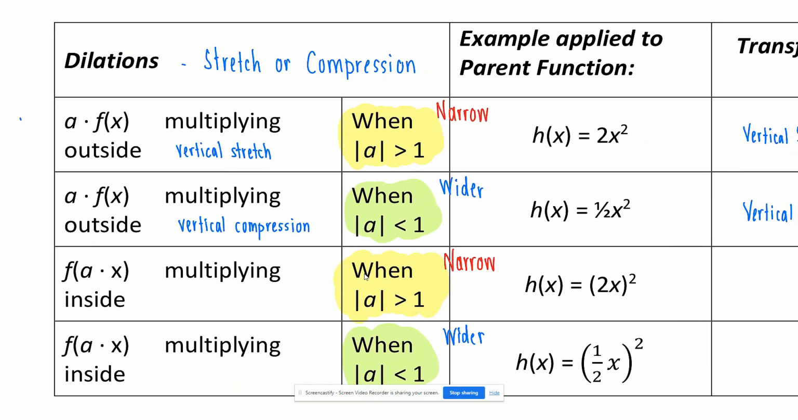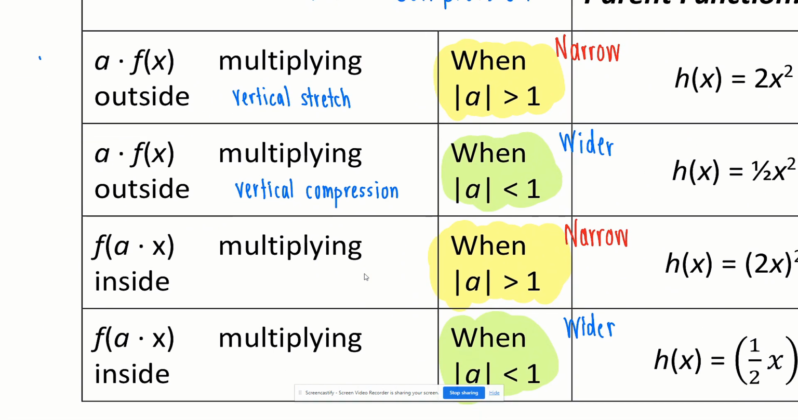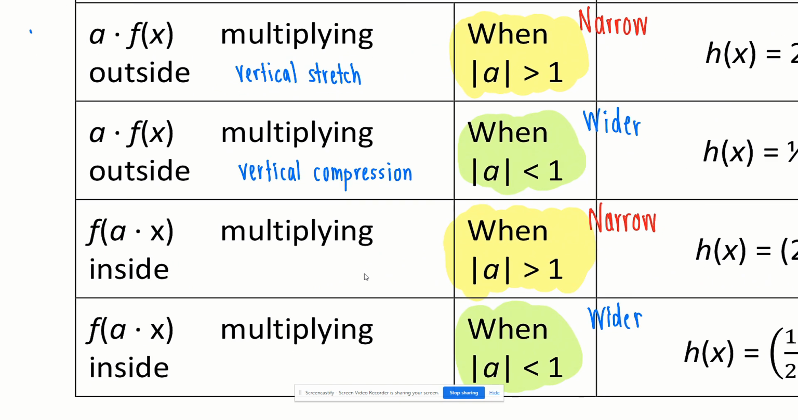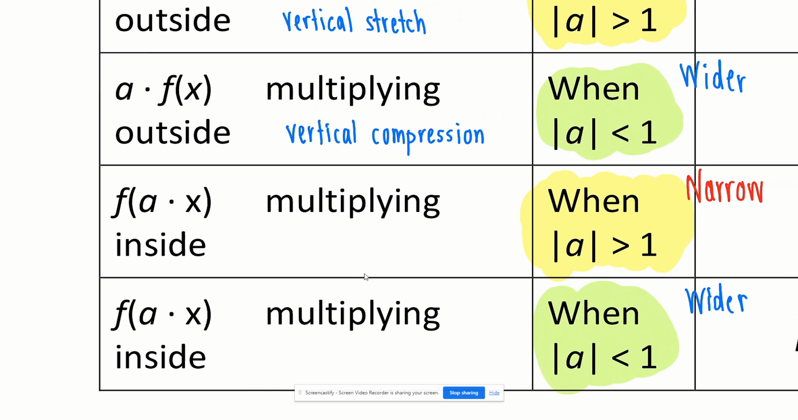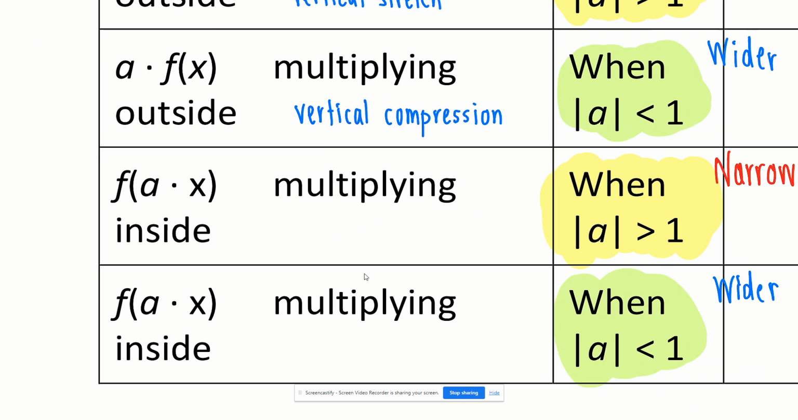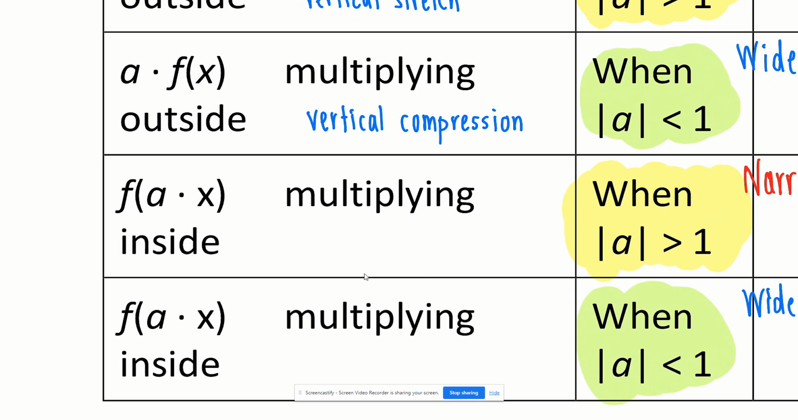Now let's switch gears. What about when we multiply on the inside? Well, it works differently. You see, we're not vertically stretching. We're not vertically compressing. We're horizontally stretching or horizontally compressing. So don't forget the main thing. If it's greater than 1, it has to get more narrow. If it's less than 1, it has to get wider. So here's the point. If I'm multiplying by a number that's greater than 1 on the inside, it has to get more narrow. So think about this.